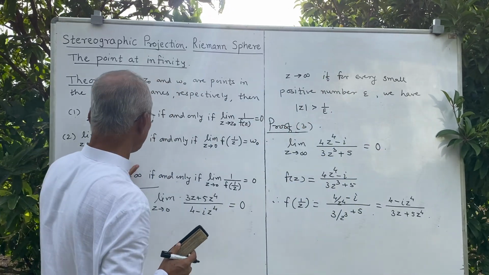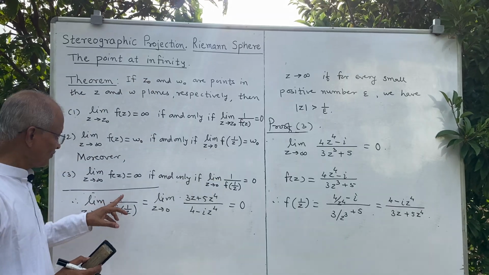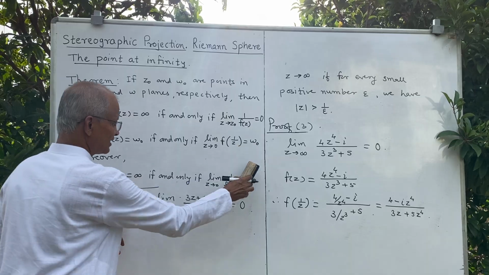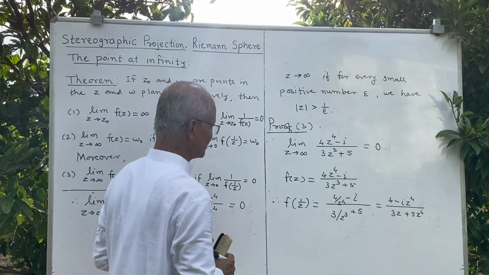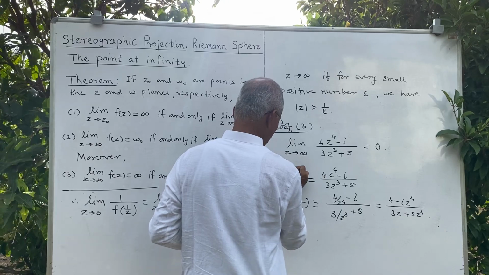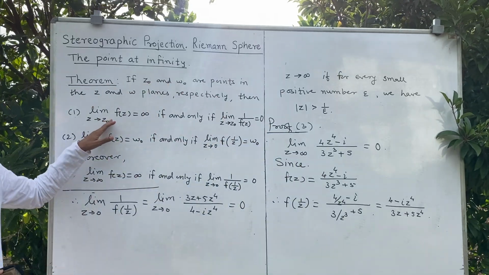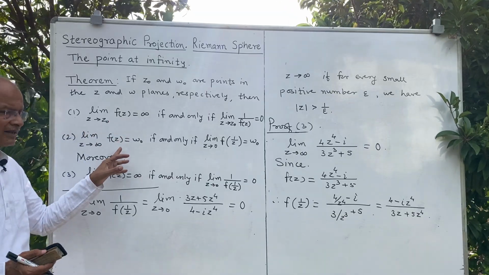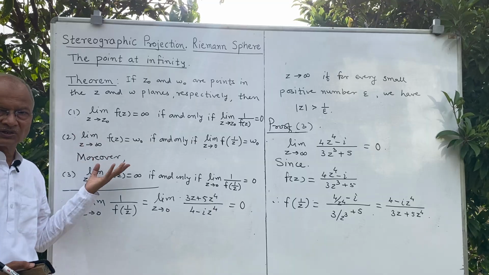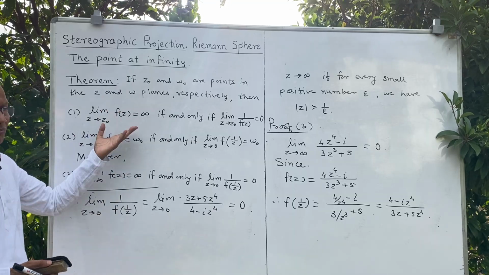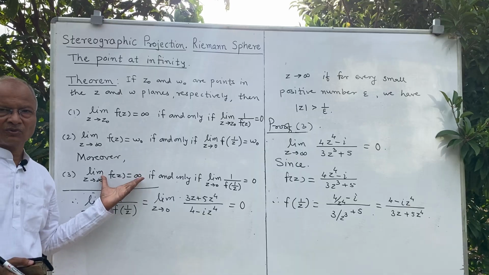This limit we have obtained, because we have obtained the limit as z tends to 0 of 1 over f of 1 by z is 0, and therefore the limit at infinity is also infinity. We may write the reason here as since. So these results are useful to obtain the limit at infinity, and in this lecture we have seen first the stereographic projection, and then we have proved this theorem. I hope you will understand this. Thank you for watching the lecture.